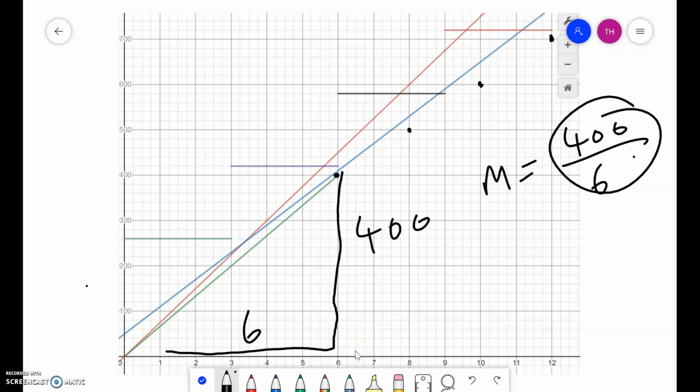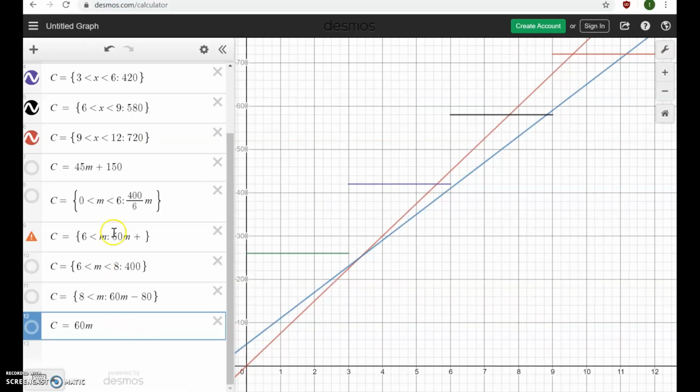I don't have to write this out as a number. I can just write it as 400 over 6m if I want to in my answer. Be careful, this m means gradient, not the months in this case. Don't get confused. So in Desmos, that means I can create that part of the graph. C is equal to 400 over 6m. It's like 66.67m, but 400 over 6 is even more accurate.